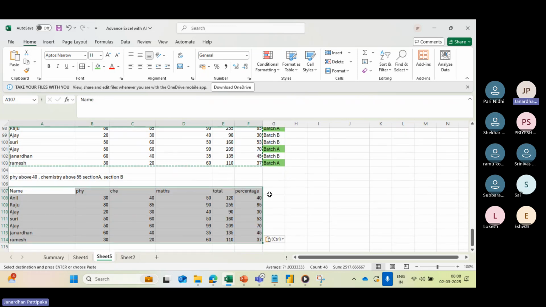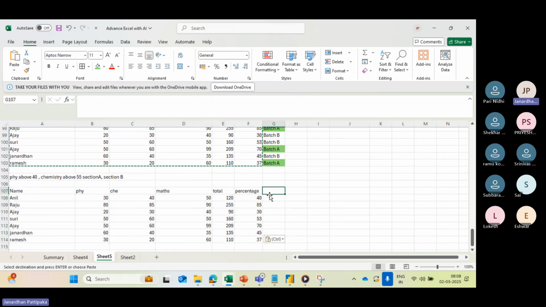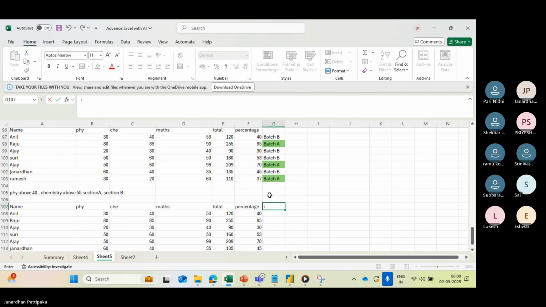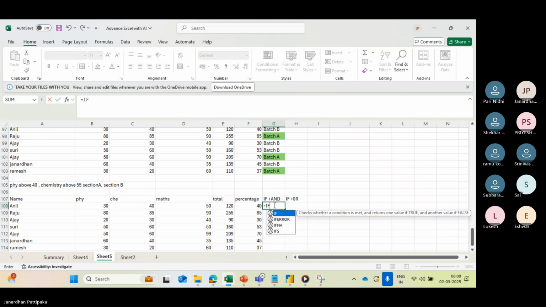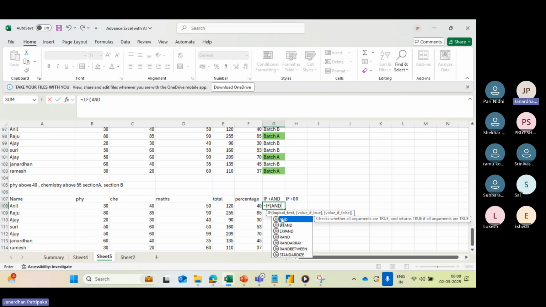Okay. Now I will use this formula here, IF along with AND, and IF along with OR. I will use this condition. So now you are using these conditions. In order to use the IF conditions, what you will use is equal to IF, mention the tag. I'm using the AND condition, click on AND.